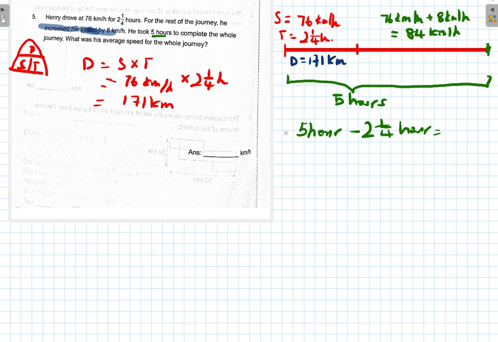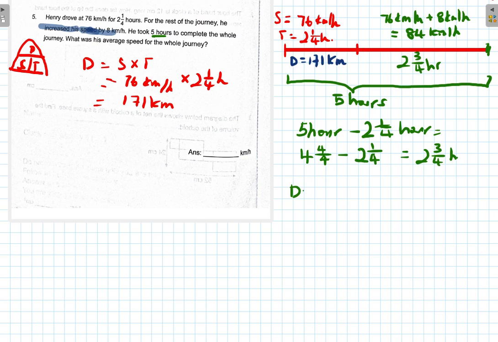This is actually quite easy. You can use this 4, then 4 over 4, because it's easier for me to minus off. So 4 minus 2 is 2 hours. 4 over 4 minus 1 over 4 is 3 over 4 hours. Okay, so the rest of the journey he took 3 over 4 hours. I need to know what is the distance.